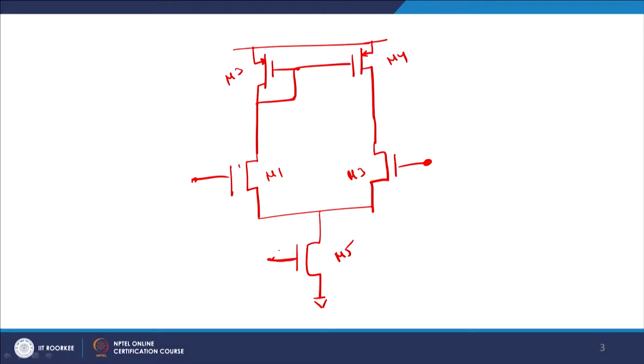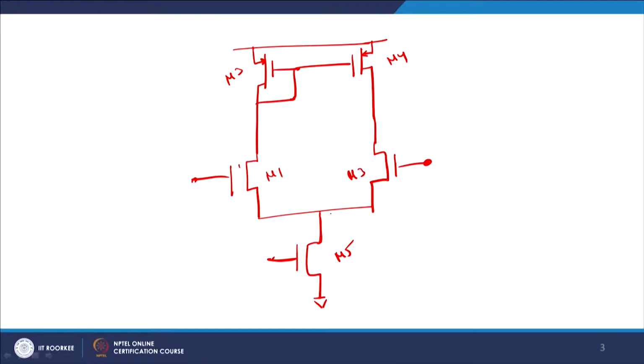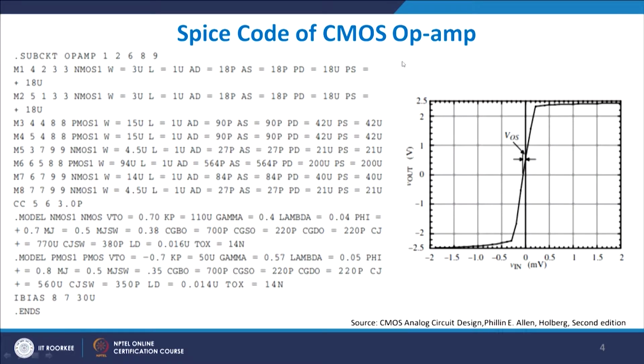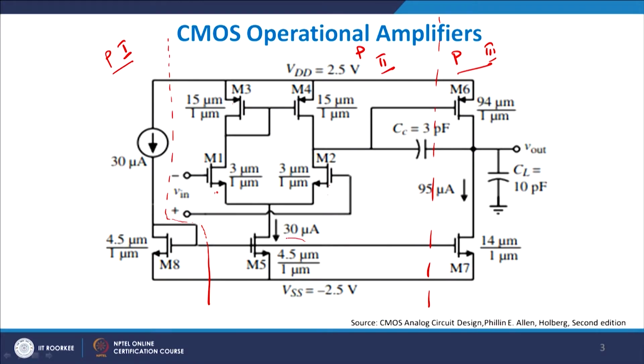This M5 is primarily the ISS, which means that this is basically the tail current source, right, and this is responsible for giving the current to both this arm as well as this arm, right. You have to make this M5 analogous to your ISS or the current source, and therefore, you will see its aspect ratio is very large, you see 4.5 by 1 micron.